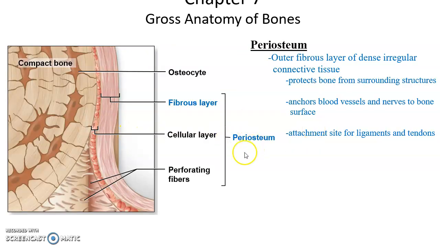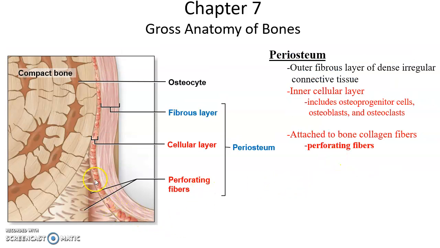The periosteum on the outside has 2 different layers. You have the fibrous layer, which is made of dense, irregular connective tissue. It surrounds the bone, helps to provide some protection to the bone, but primarily it anchors blood vessels and nerves to the surface of the bone, and is also a great attachment site for ligaments and tendons.